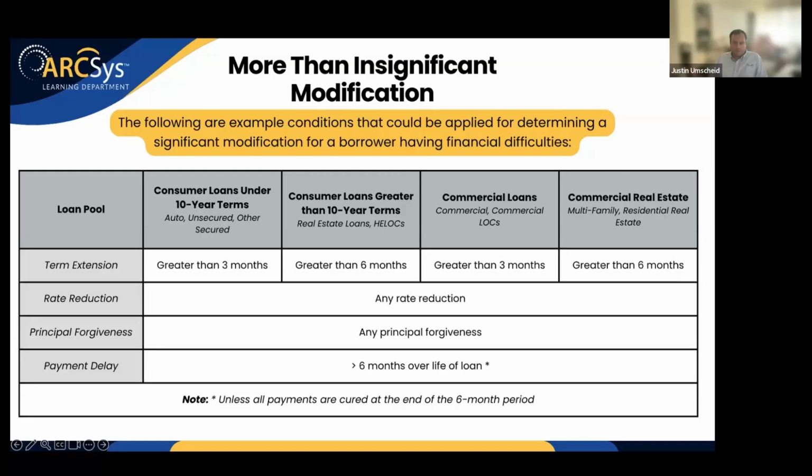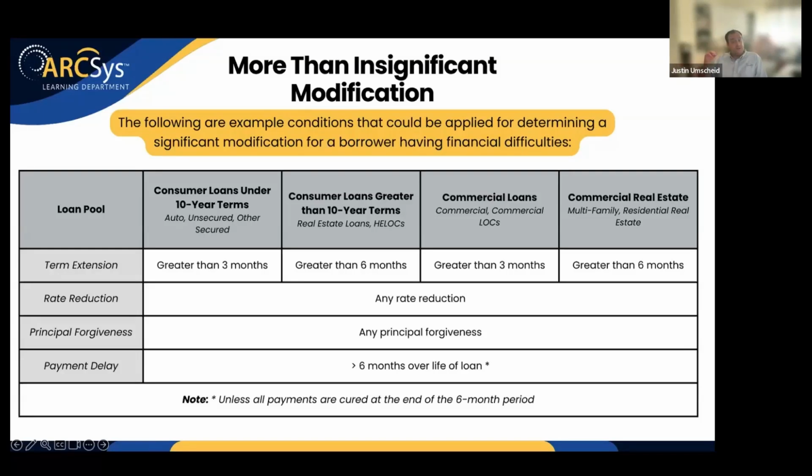So first, term extension. So what we're saying here is, right, first one, greater than 3-month term extension qualifies for a more than insignificant modification that would need to be tracked and disclosed. For the ones that are 10 years or older, consumer loans 10 years or older, 6 months or greater, and so forth. So we're just defining how many months that extension can be granted before we're going to consider it a more than insignificant modification.